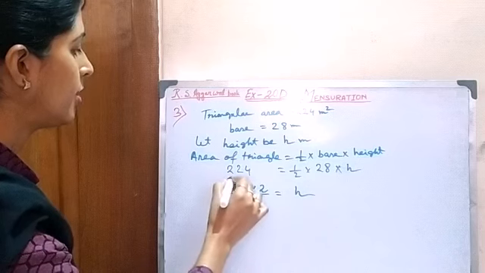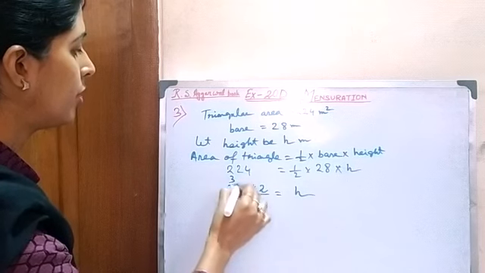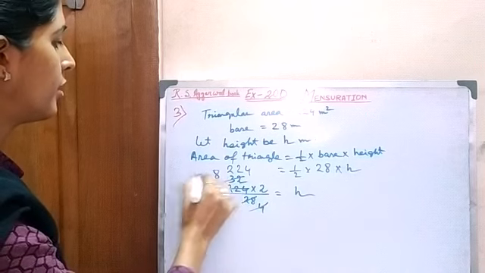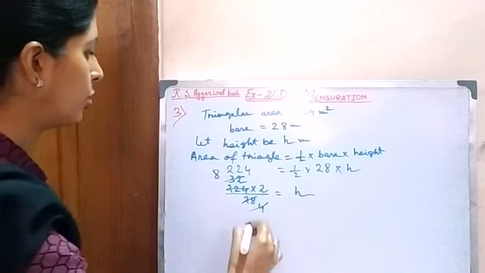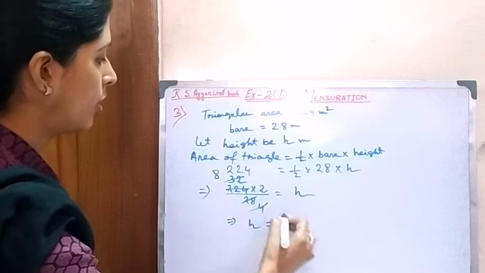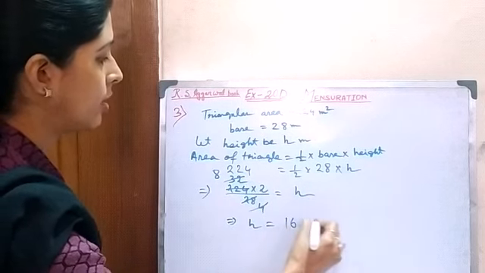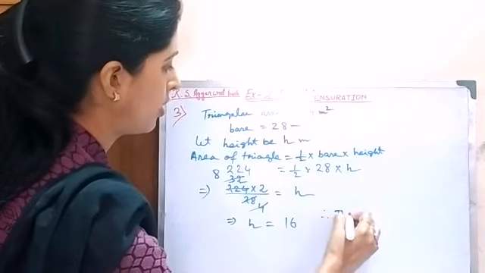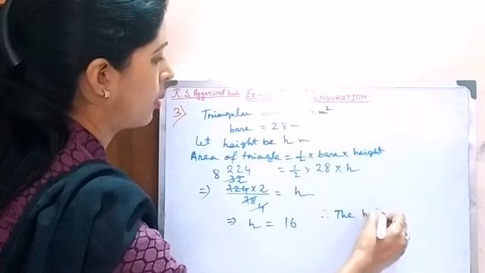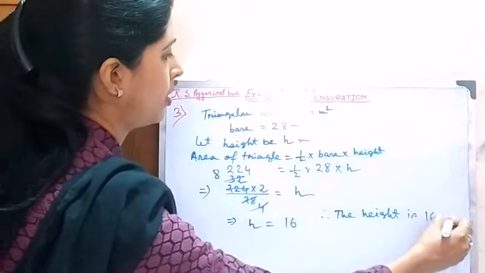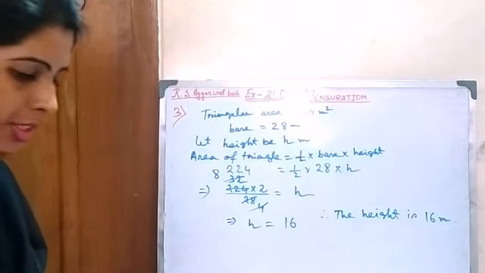7 4s are 28, 7 3s are 21, 1 carried, 7 2s are 14. Now 4 8s are 32. So h equal to 8 2s are 16. Therefore the height is 16 meter. Height is 16 meter.